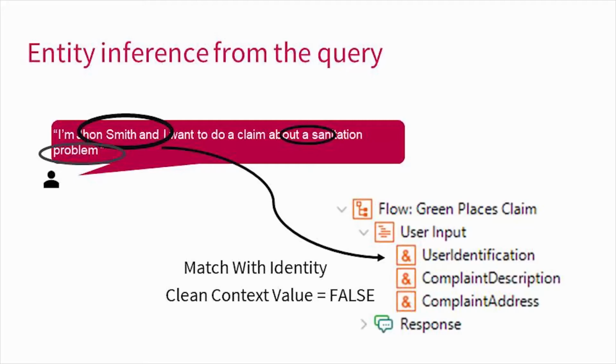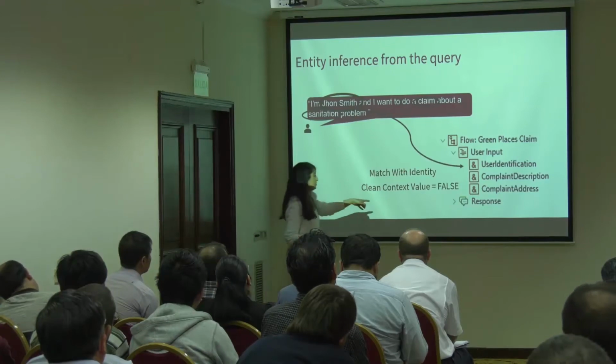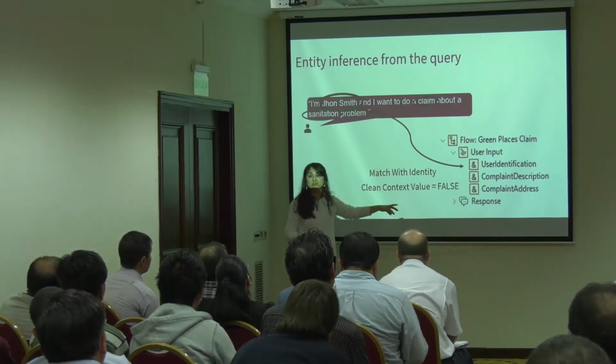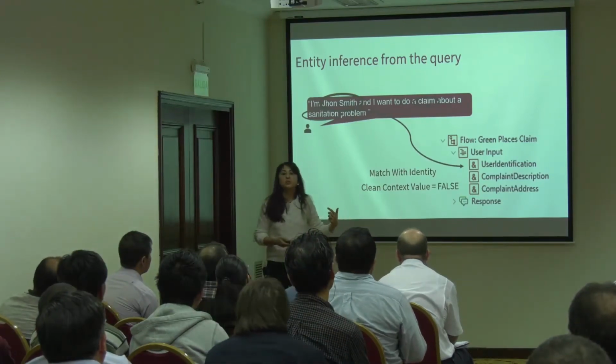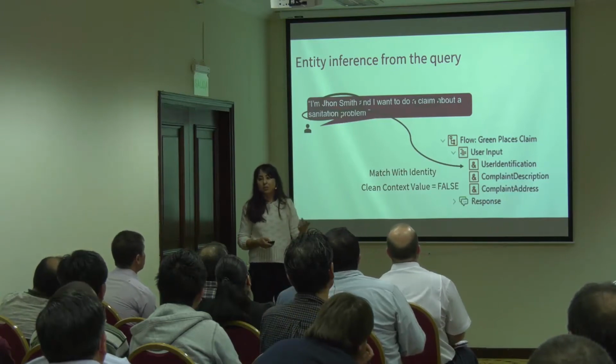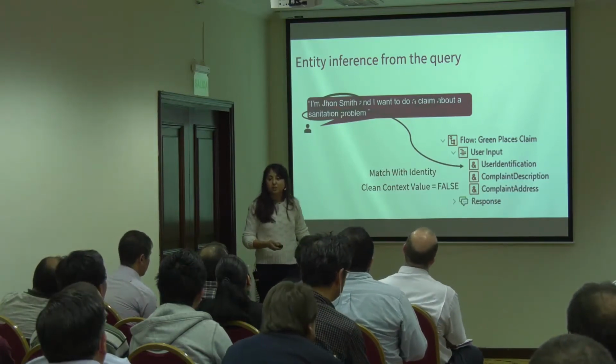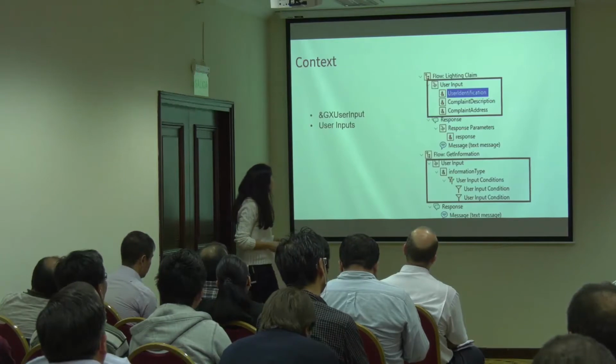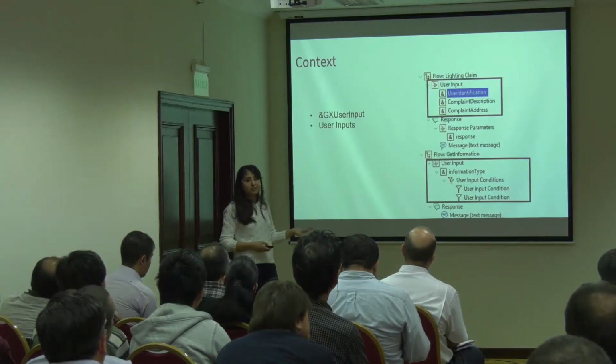So there is a match entity where I've got all users registered. I already know who he is. I'm not going to ask for the ID of this user. It's already matched. And don't clean the context. Keep the user ID, because perhaps the user makes another claim, and I'm not going to ask for it again.